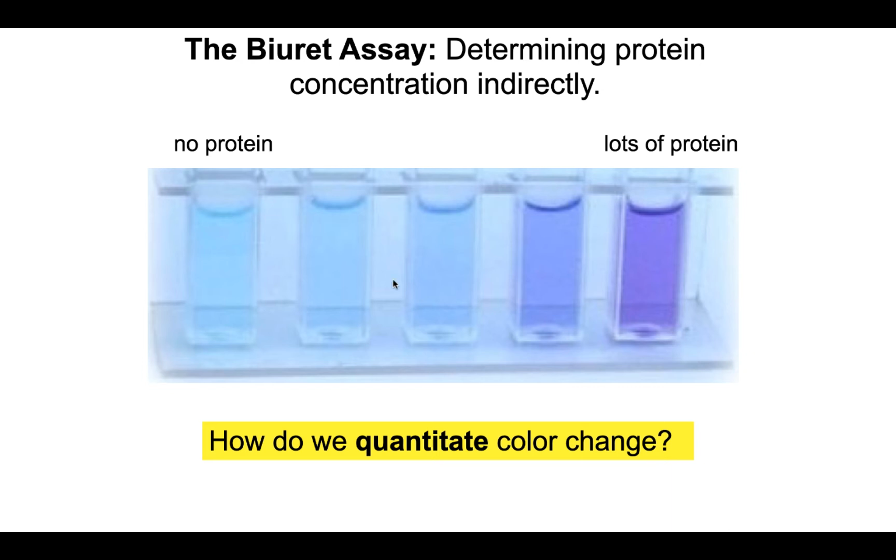If we were to do that, what we see here is if we have no protein, the Biuret solution stays this sort of light blue color. But with the more protein we have, the more purple it's going to get. So if we had a way to quantitate the color change, to quantitate just how purple that solution became, we can then use that to quantitate how much protein we have.